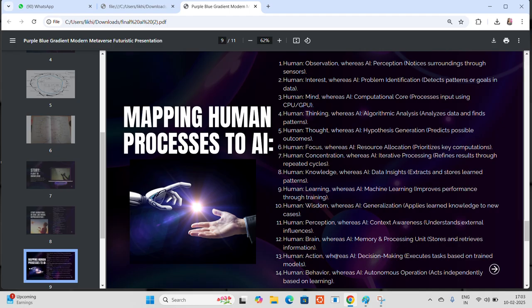Here I told you repeated actions will form behavior in humans, but in AI it is autonomous operation. Autonomous means something like independent. So here it performs autonomous operations. Means AI behaves autonomously based on its training and learning. This is all about the mapping of human process to AI, which is a very important heading or topic in the cognitive science of mind mapping.